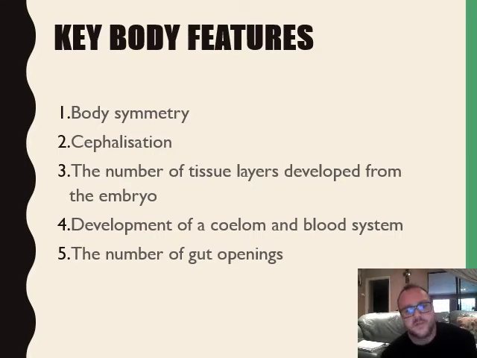Then we have the number of tissue layers which develop from the embryo. You'll notice that some have 2 layers, some have 3 layers, and some have 3 layers with a hole in the middle. Then we have the development of a coelom and a blood system.